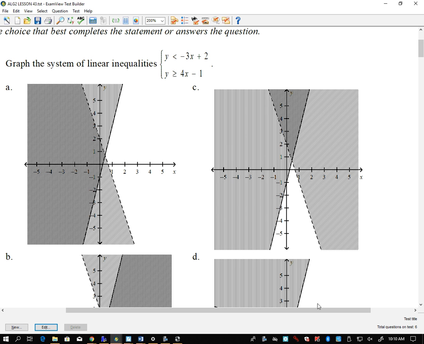All right, so let's look at the first one where it says y is less than negative 3x plus 2. So when I'm looking at negative 3x plus 2, what's the first thing I want to notice about that inequality, if I wanted to graph it? It's a dotted line. How do you know it's a dotted line? There's no equal to sign. Okay, good. All right, what's the next thing I want to do as I graph just that inequality?